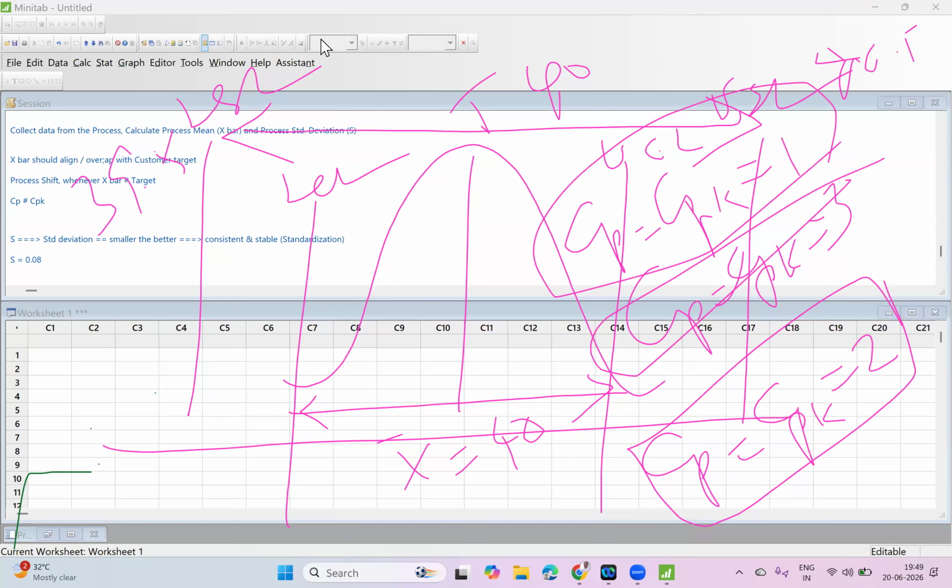CPK of 1 refers to a just capable scenario. CP/CPK of 2 refers to a doubly capable scenario. CPK of 3 refers to a triply capable scenario. When CPK is 1, sigma level is 3. When CPK is 2, sigma level is 6. When CPK is 3, sigma level is 9. This is the relationship between CPK and sigma level. All of you, do you understand this? Now I'm going to reveal the formula of CP and CPK. Any questions so far? All good?